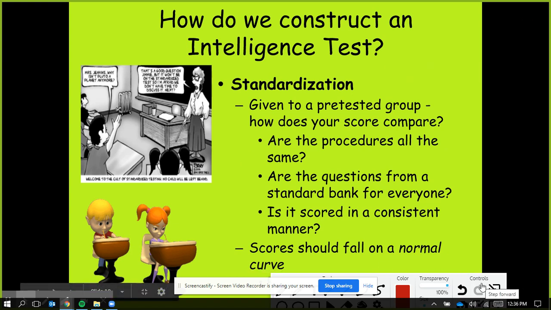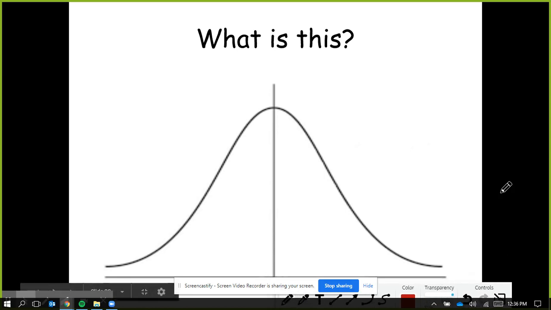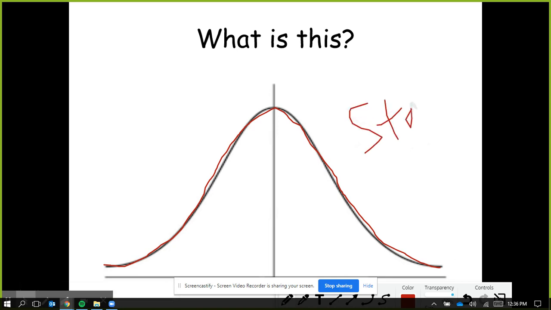All right, so this right here is what's called a normal curve or a bell curve or a standard curve, whatever you want to call it. Does anybody know what this shows us? If it is a standardized test and the scores fall on it, what does this show us? All right, it shows us what the average of the test is. Okay, what is this right here? What is this bell-shaped thing?